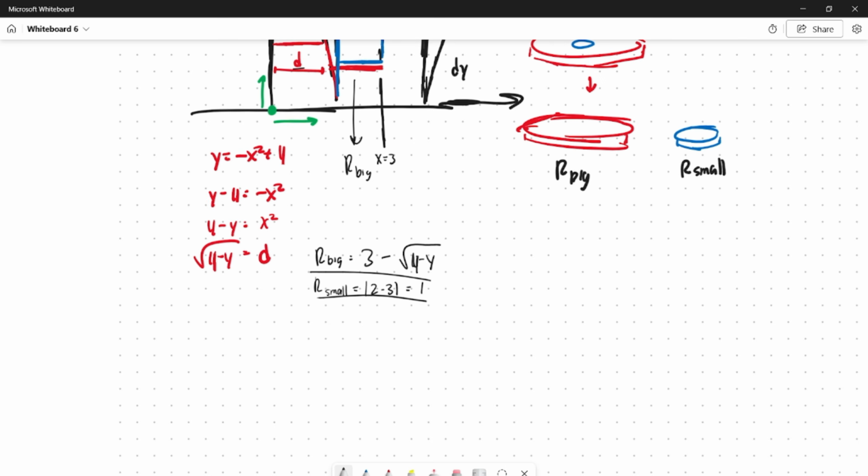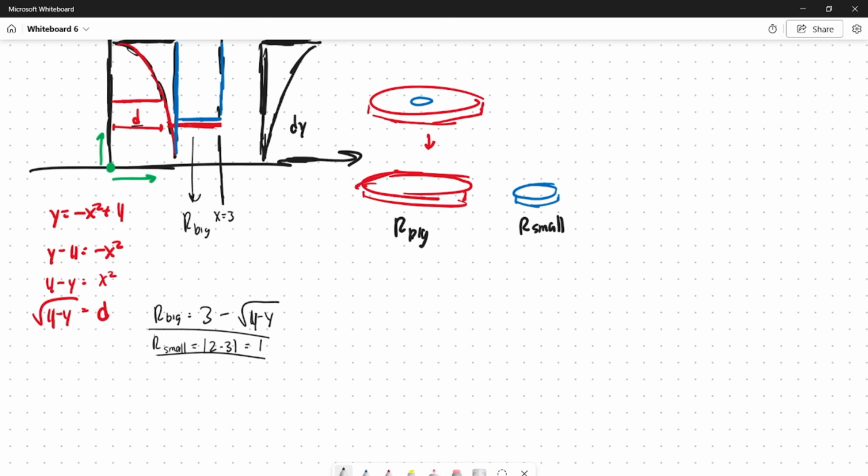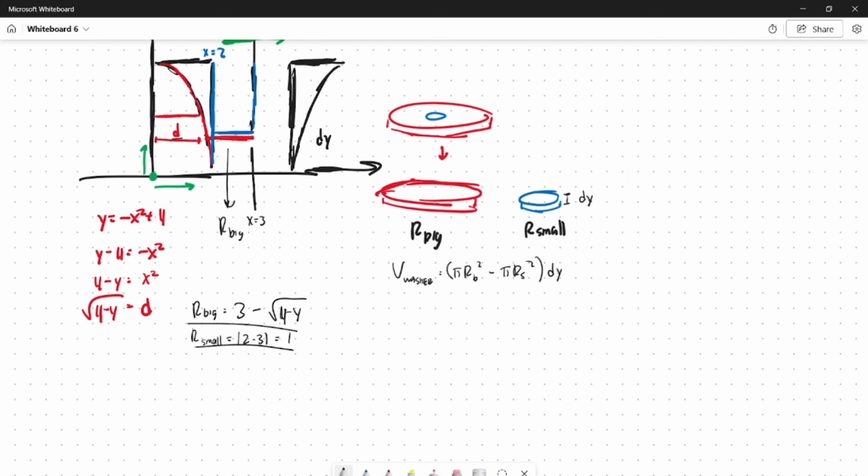Now we're pretty much ready to set up our integral. But keep in mind one more thing. This has a very small thickness of dy. That is how we obtain our volume. That means that the volume of one of these shells, so let's say one of these individual washers, would be pi times r big squared minus pi times r small squared, and then multiply that by dy. Because this is the area of the larger circle minus the area of the smaller circle, then you're applying a thickness to that washer shape.